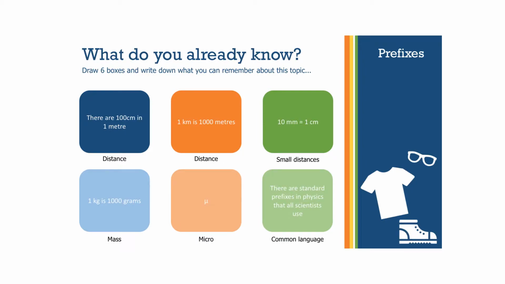So other ones from me, and you may have got them or you may have got different ones. So again, I know there's 1,000 metres in 1 kilometre. I know that 1 centimetre is made up of 10 millimetres, 1,000 grams in 1 kilogram. I've seen that symbol before, a funny shaped U, and that's actually called micro. And the other thing to remember is, like with when you've looked at units and standard units, there's also standard prefixes in physics and science, and it's a common language that we all use.